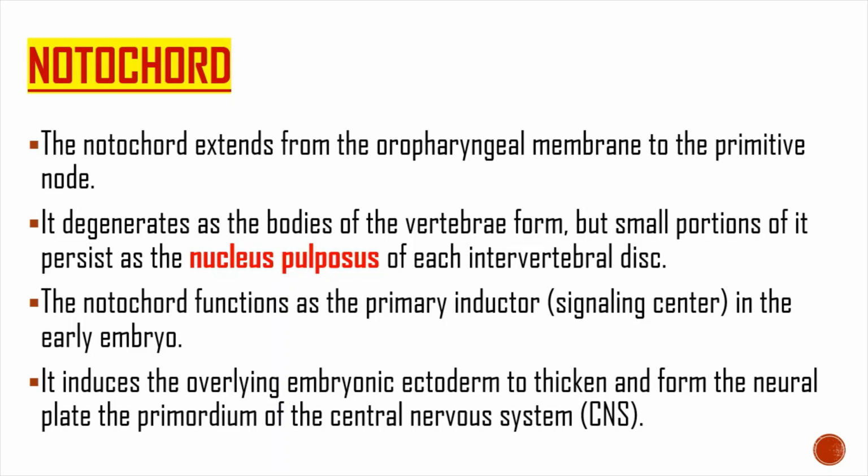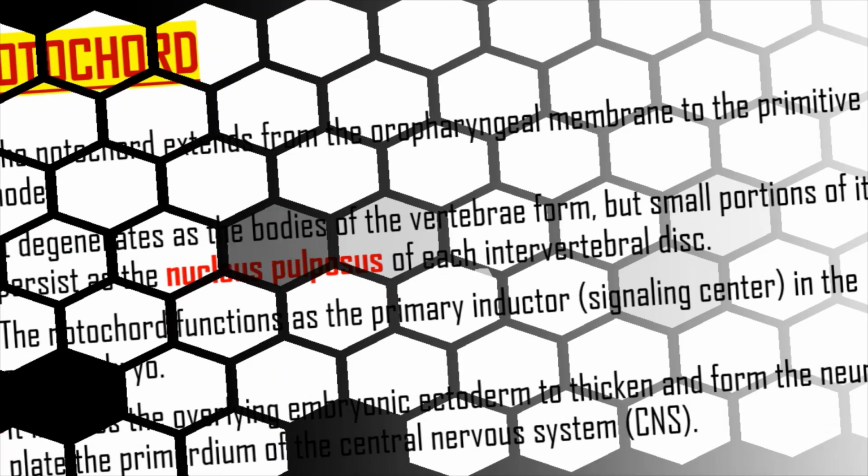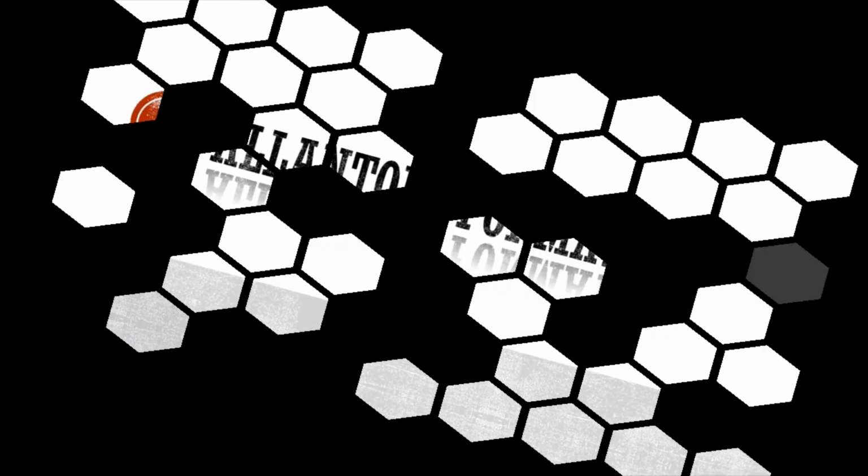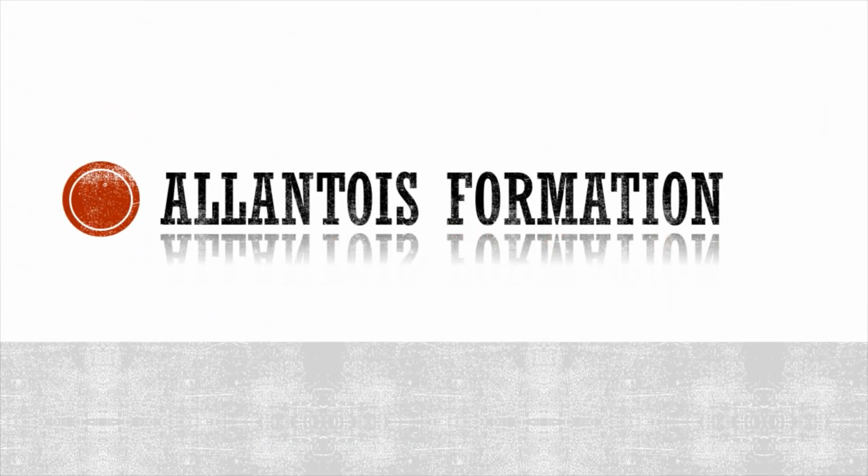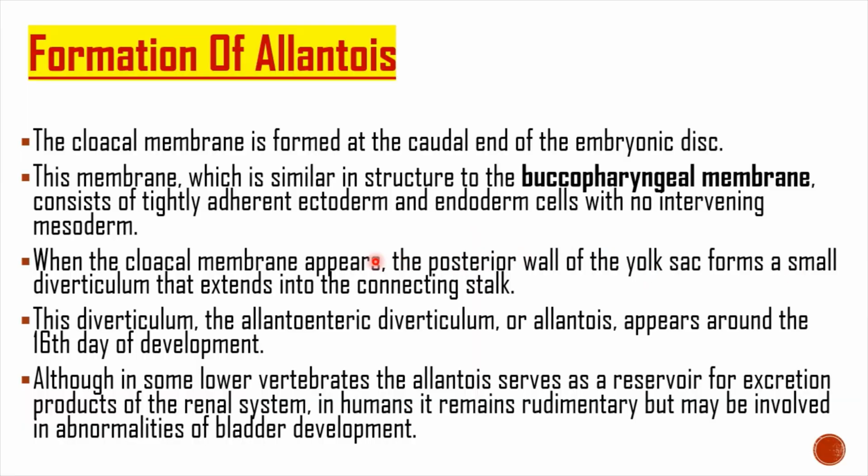All right, now let's look at the formation of the allantois. This is going to be very quick. The cloacal membrane is formed at the caudal end of the embryonic disc. This membrane, which is similar in structure to the buccopharyngeal membrane, consists of tightly adherent endoderm and ectoderm cells with no intervening mesoderm. So at the buccopharyngeal membrane, there is no mesoderm.